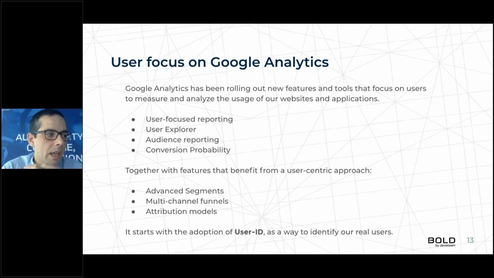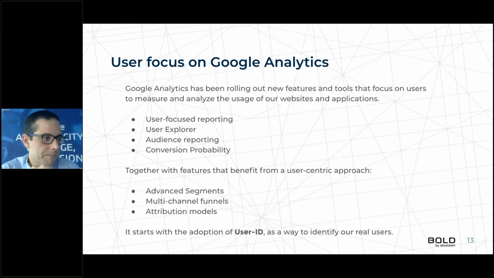Then we have the conversion probability. It is a very interesting feature that I will show in a few seconds that is related to the use of artificial intelligence to understand how likely a user is to buy on our website in the next 30 days. So it's very interesting to see how Google is also powering these reports with AI and making them very powerful for our analysis.